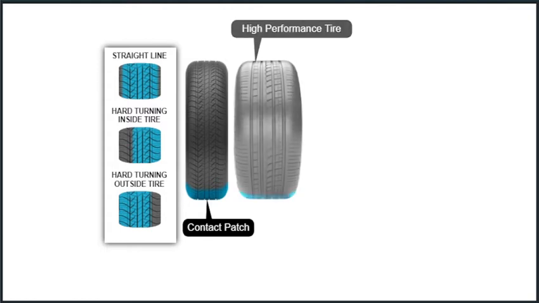This is typical of passenger or light truck tires. Conversely, most high-performance tires have a lower aspect ratio. The contact patch is typically shorter and wider.